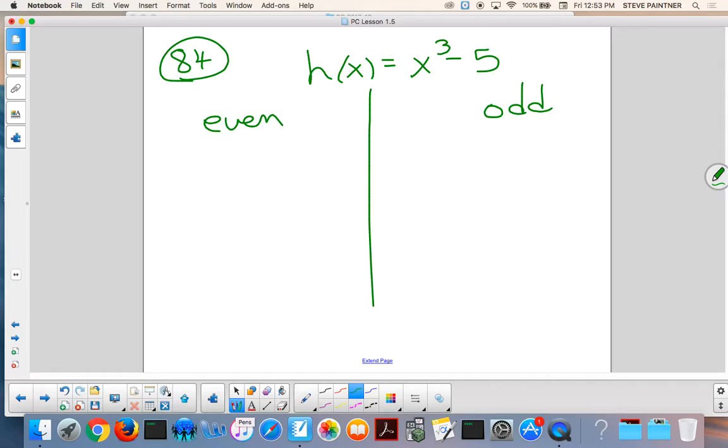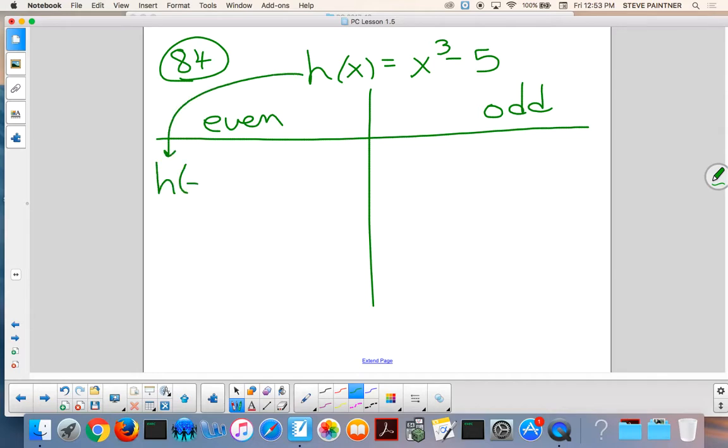If it's even, what are we switching? The x value. So go like this. H of x, write h of negative x. That's all you're switching, and then see if it equals the original function, h of x. If it's even, it will work. Now, this is symmetrical to what, though? This is symmetrical to y. You need to know that.